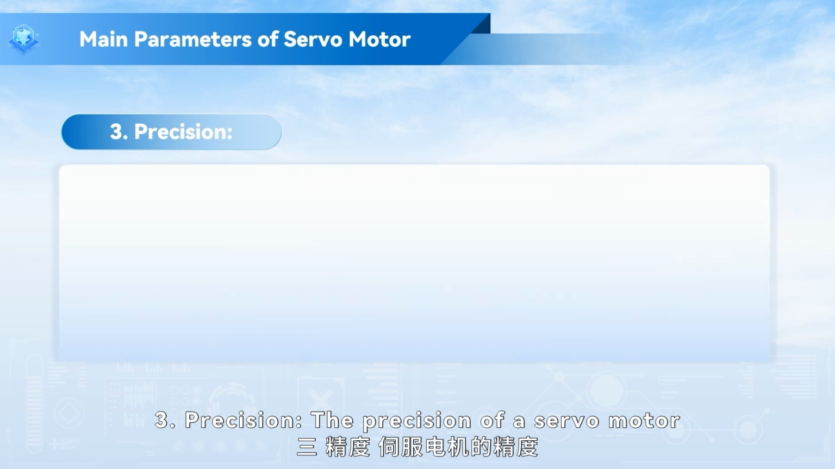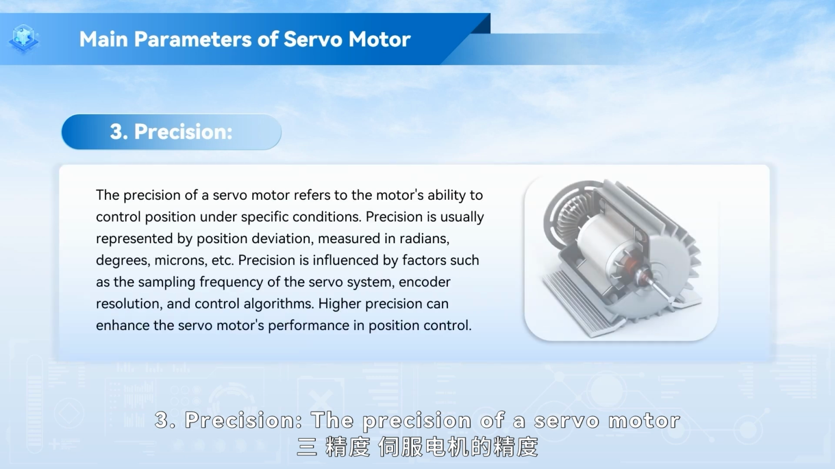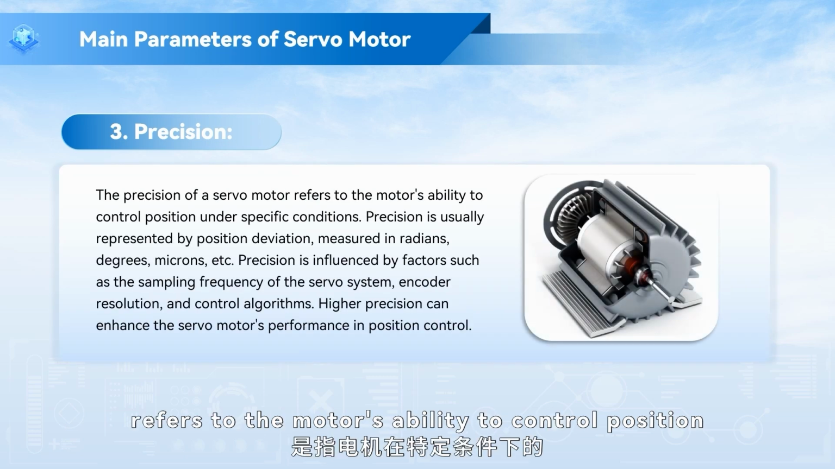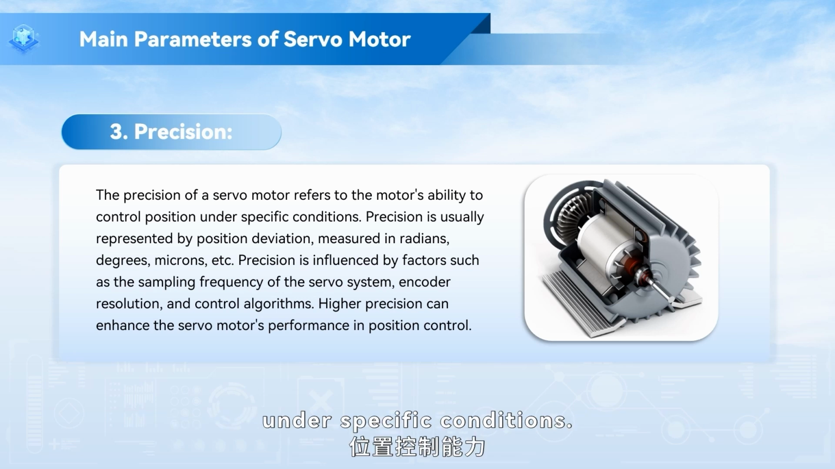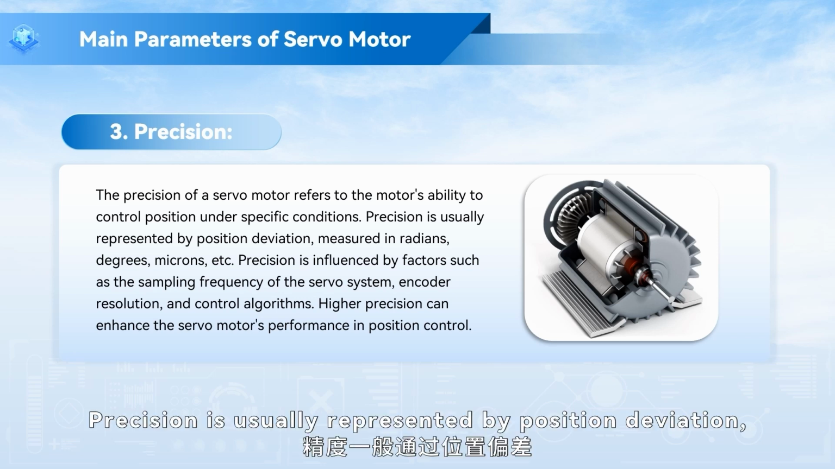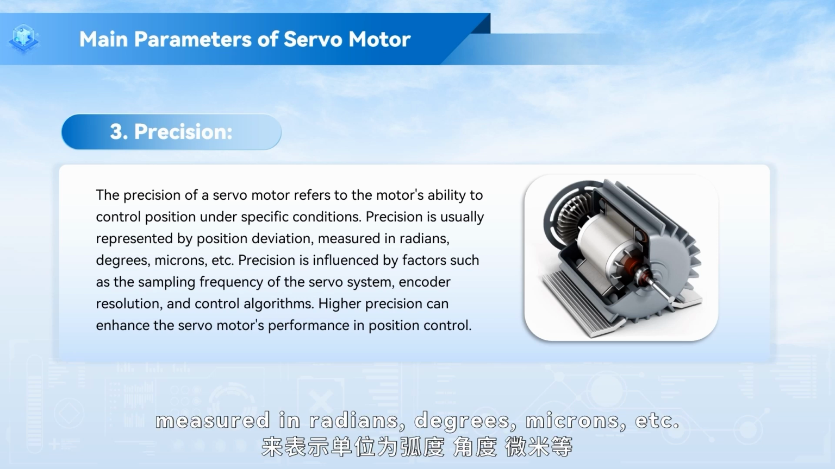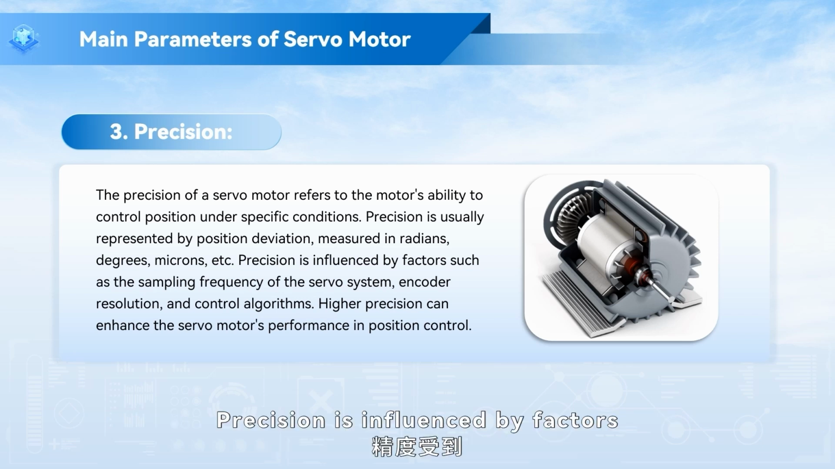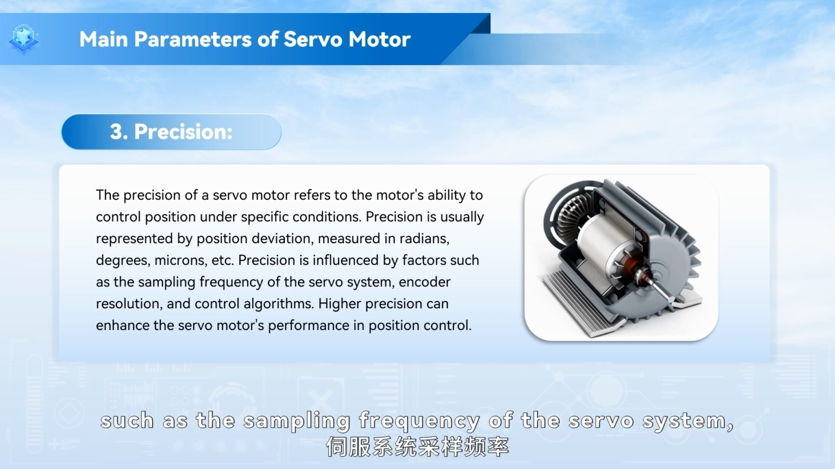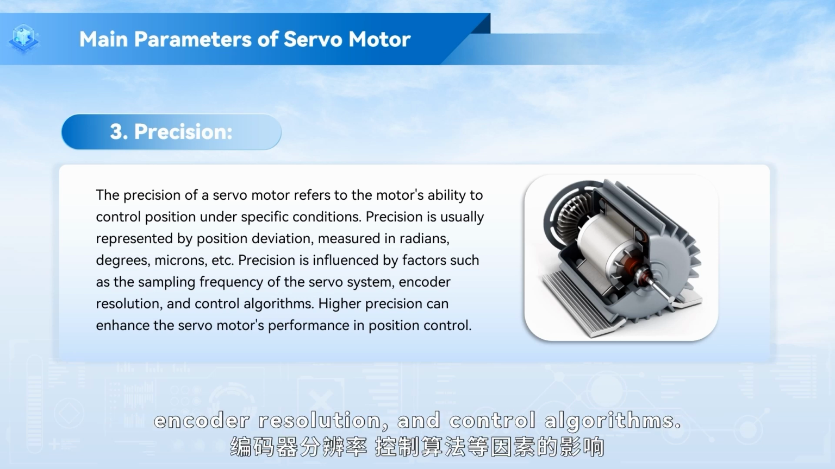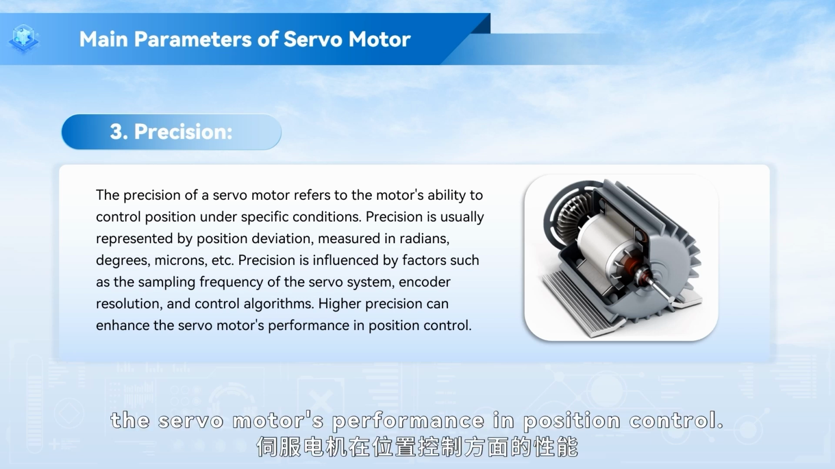3. Precision. The precision of a servo motor refers to the motor's ability to control position under specific conditions. Precision is usually represented by position deviation, measured in radians, degrees, microns, etc. Precision is influenced by factors such as the sampling frequency of the servo system, encoder resolution, and control algorithms. Higher precision can enhance the servo motor's performance in position control.